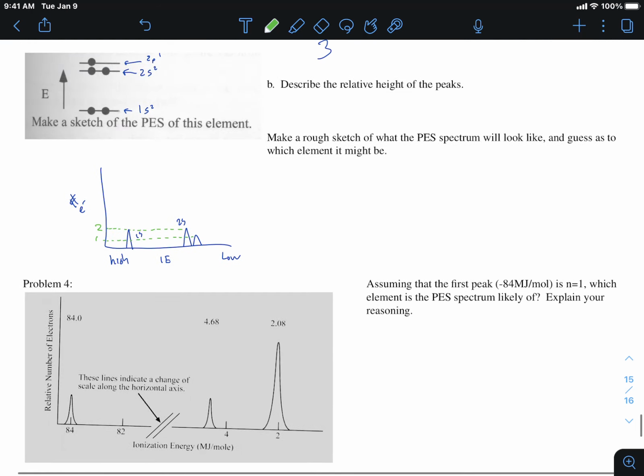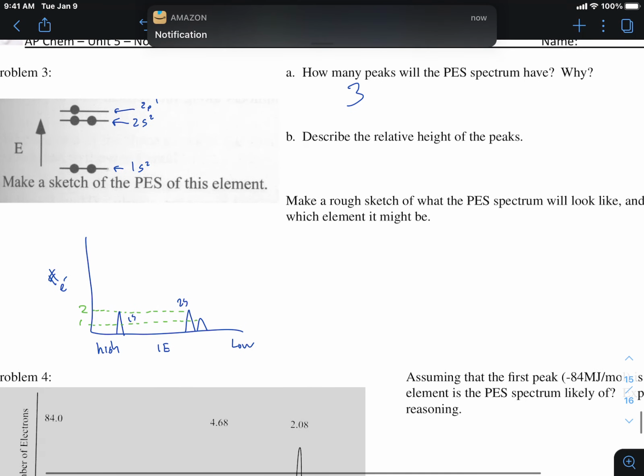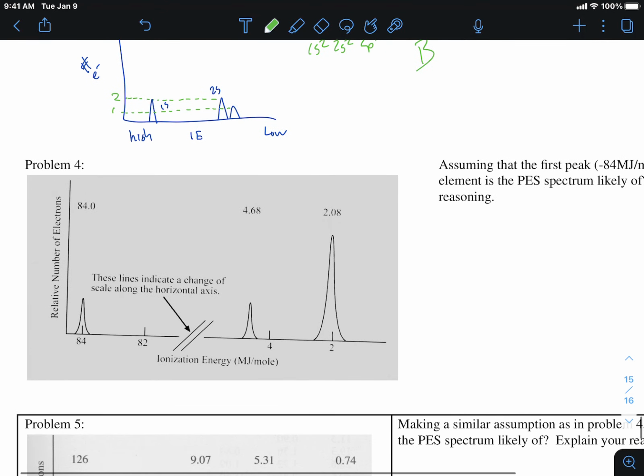Oh wait, we didn't answer the question. What element is this one here that we just did? We just drew this one. What element is that? Why do you say that? Because it has the configuration 1s2, 2s2, 2p1. Yes, boron. Okay. Problem 4.